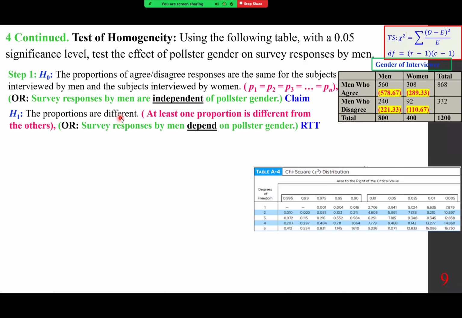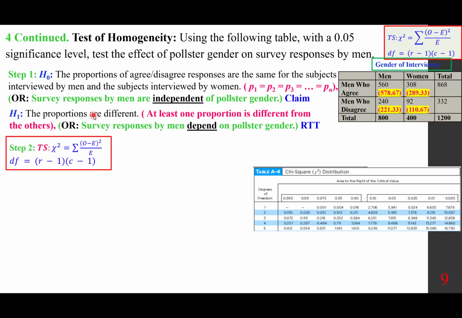For H1, the proportions are different. That's one way to write it. Or at least one proportion is different from the others. This is another way of writing it. Or survey responses by men depend on poster gender, and it's a right-tail test. There are 3 different ways of writing all of those. Please take a look at all those 3 very carefully. They are 3 different ways of expressing H0 and H1. You don't have to use all of them, but understand how they are expressed.